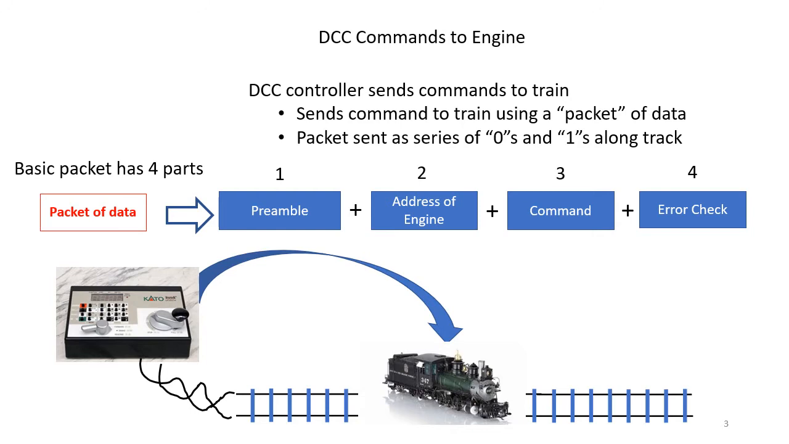In this video, I want to explain how a packet of data is made up and what the fields are made of. There are various formats for packets depending on how complex the layout is, but in my setup I've used the simplest possible packet specified by the National Model Railroad Association, which consists of 4 different fields: the preamble, the address of the engine, the command, and at the end the error check. And the data in each of these 4 fields is sent as a series of zeros and ones down the track.